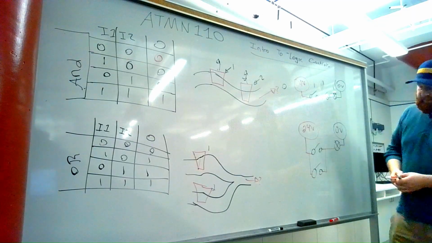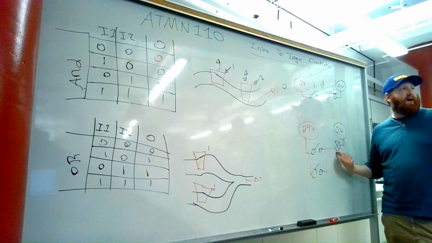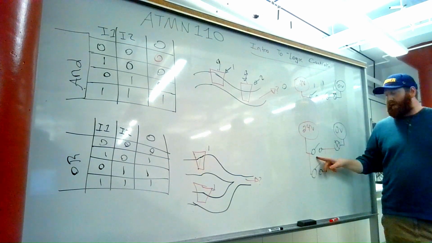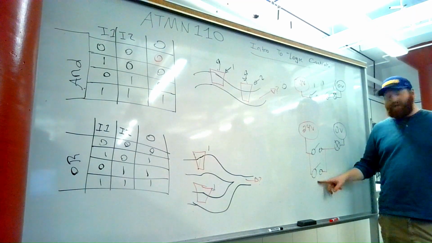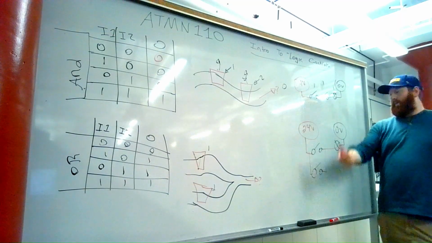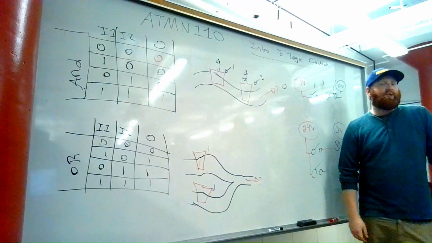All right, so same questions. If these are both open, is the light on or off? Off. Okay, cool. If this one is closed and this one's open? On. If this one's open and this one's closed? On. And if both of them are closed? On. You guys got it. You guys already got the serious fundamentals of logic controls.